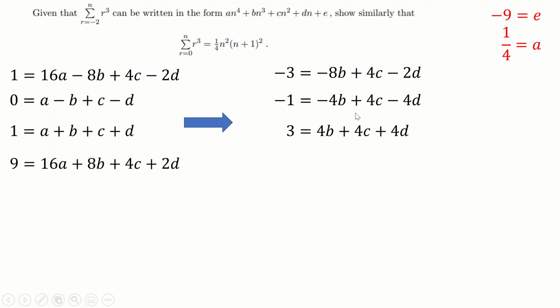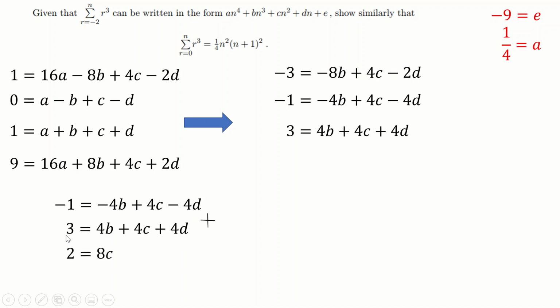I noticed that these equations match up. The coefficients match up nicely. So if I just take these two and put them down here, and if I just add them together, that goes away. That becomes an 8c. That goes away. So 8c is equal to 2, and c is a quarter. And I get my third variable.